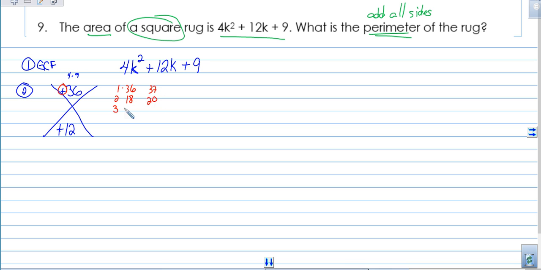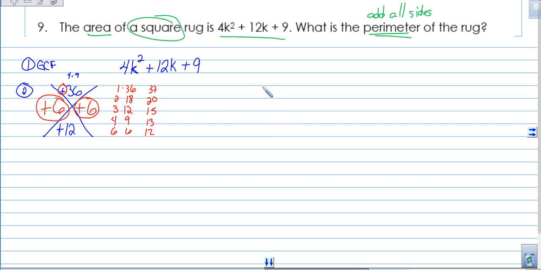That's 20. 3 and 12, which is 15. Getting closer. 4 and 9, which is 13. 5 doesn't work. 6 and 6, which is 12. So we get 6 here and 6 here. They need to be the same sign because we're adding. Okay, and these become the two factors.